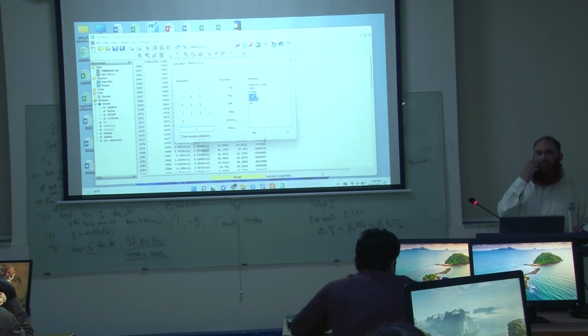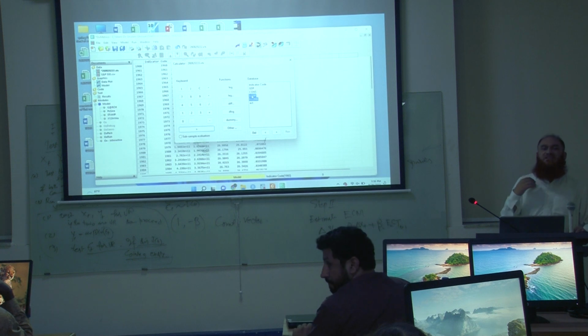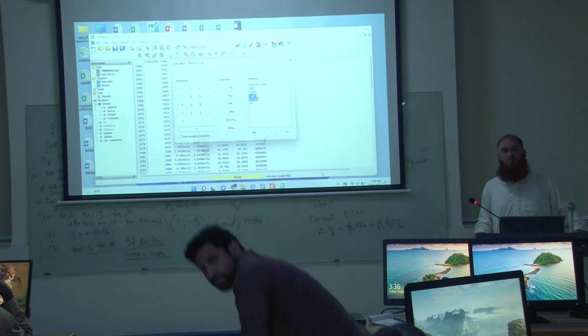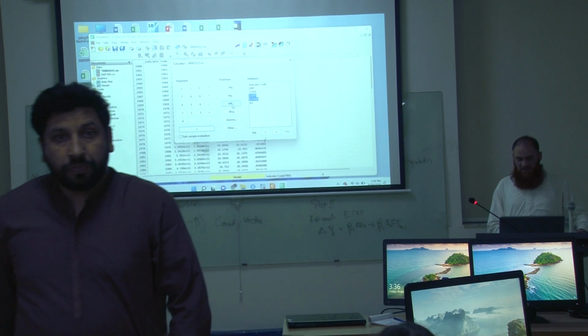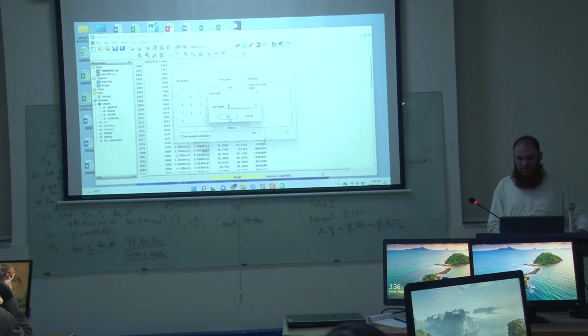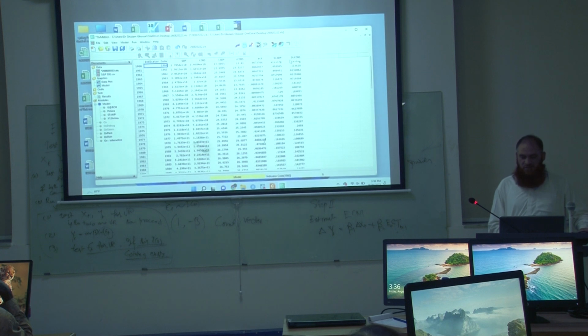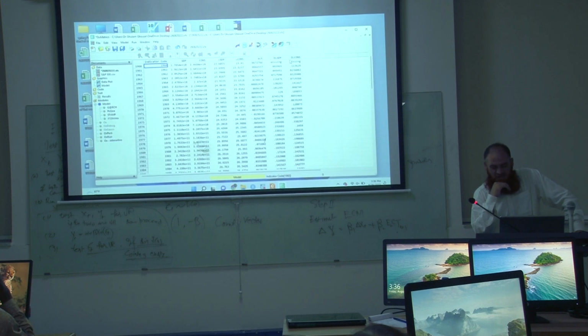I am selecting them simultaneously because the two series are to be applied with the same operation. Then taking difference, its first difference. The proposed names are DL GDP and DL consumption, and then close. The two new series are generated, DL cons and DL GDP. These are to be used in the error correction model.